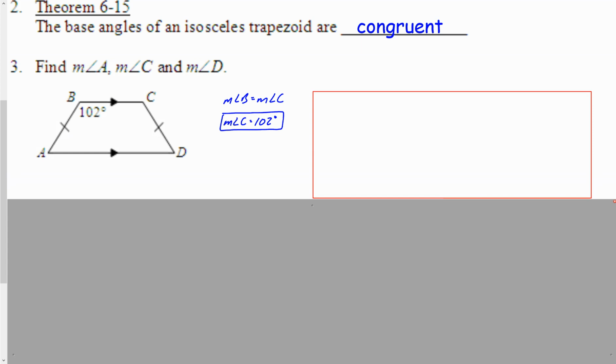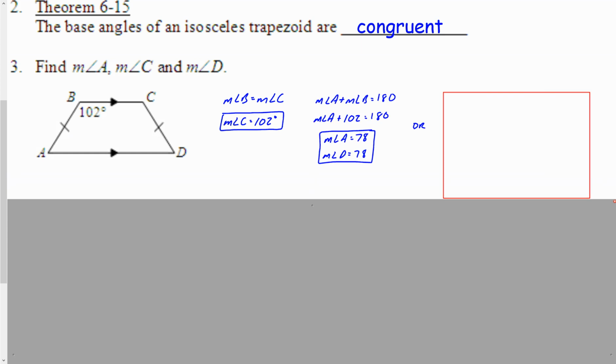Now, finding the measure of angle A and the measure of angle D, there's not a specific property of a trapezoid for this, but we do know that since we have parallel lines and we can treat a leg of the trapezoid as a transversal, we have same side interior angles. And we know from earlier this year, same side interior angles have to be supplementary since we have parallel lines. So we're able to find that the measure of angle A and the measure of angle D are both 78 degrees.